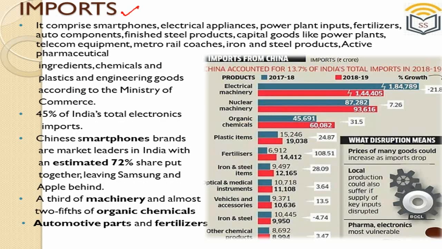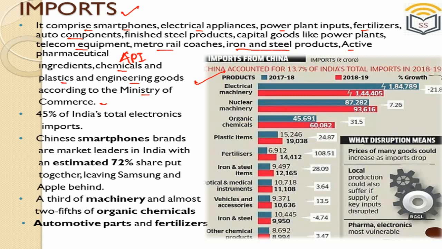Now let's see the imports of Chinese products to India. Now it comprises smartphones, electrical appliances, power plant inputs, and then fertilizer, then the auto components, finished steel products, and the capital goods like the power plant equipment, telecom equipment, metro rail coaches, iron and steel products, and the active pharmaceutical ingredients or API, which is said to be the bulk drugs, and the chemicals, then the plastic, engineering goods. And this data is according to the Ministry of Commerce. As you can see here, these are the various products.